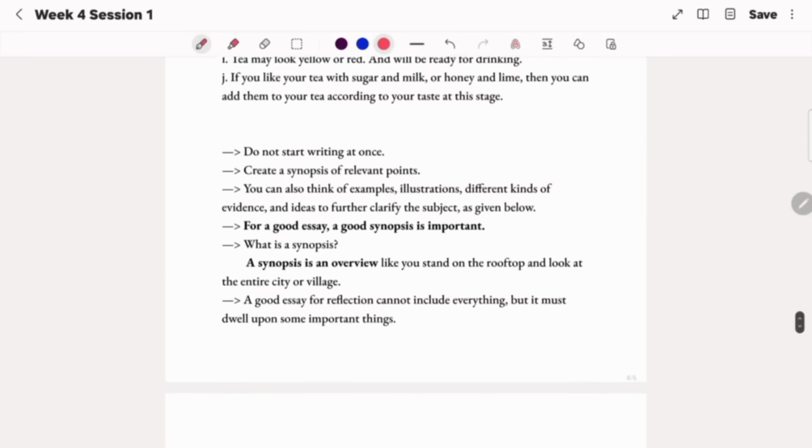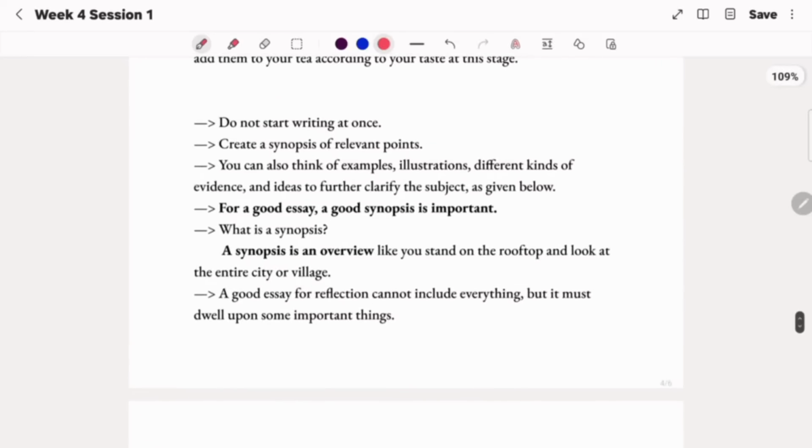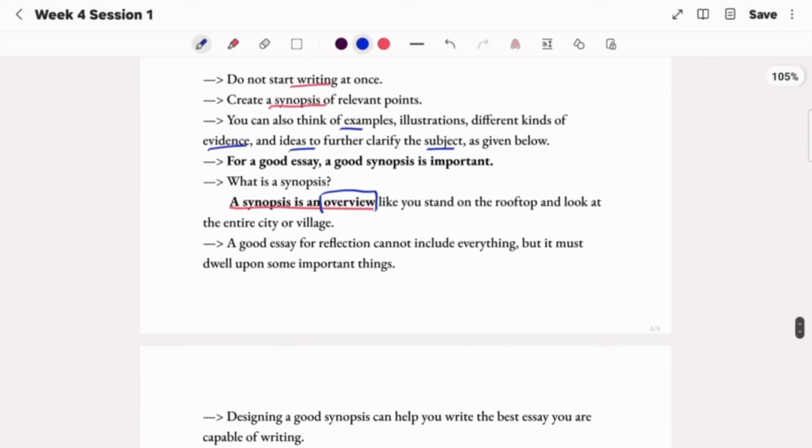You can go through it. Coming to the next part, do not start writing at once. You have to create a synopsis first. What is a synopsis? It is an overview. You can also think of examples, illustrations, different kinds of evidence and ideas to clarify the subject. Whatever topic you're taking, you have to create a synopsis first. A synopsis is an overview, like standing on a rooftop and looking at the entire city or village.